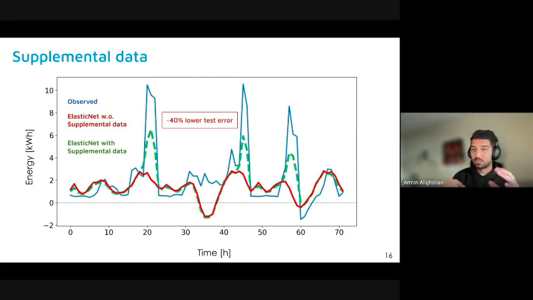So we have non-participants. Let's see what's the error for the normal meter at the population level, with or without the supplemental data. If that helps in the test error, then maybe we want to use it in the DR event, the participants.